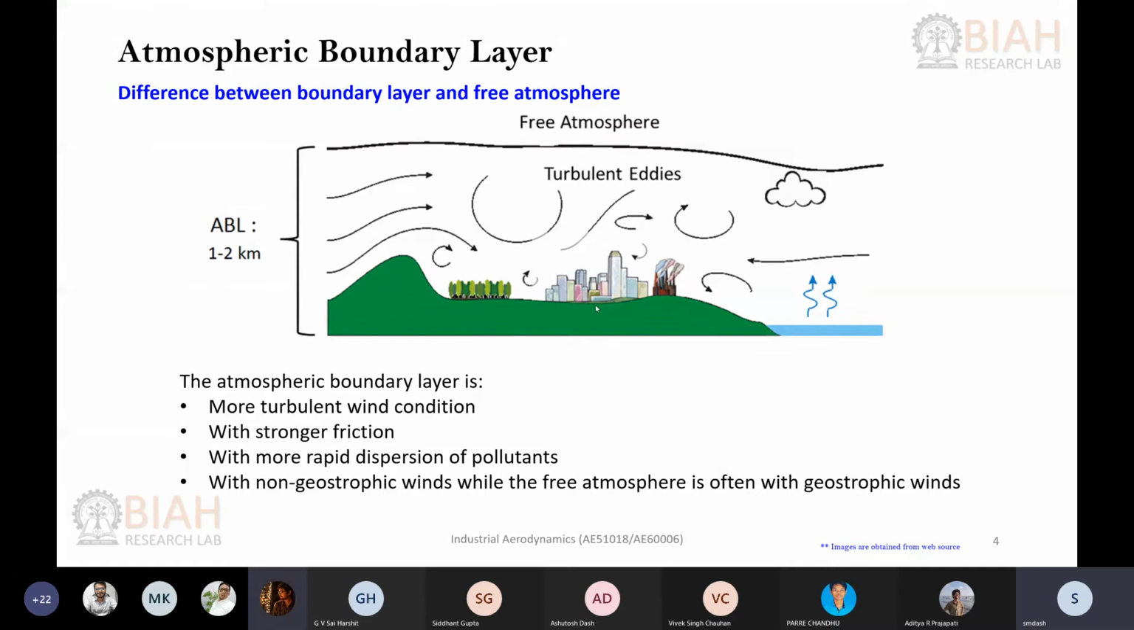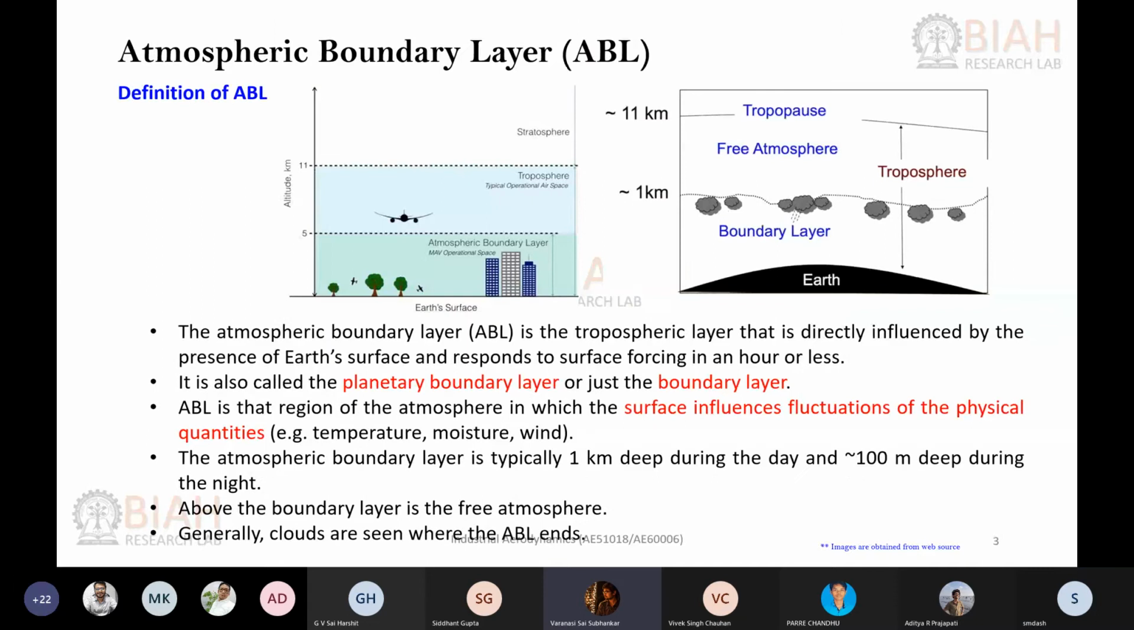I have a doubt, sir. In the previous slide, you said that the boundary layer thickness is different during the day and during the night. Why is it so? Yeah, we will come to that. I have a detailed discussion of that.